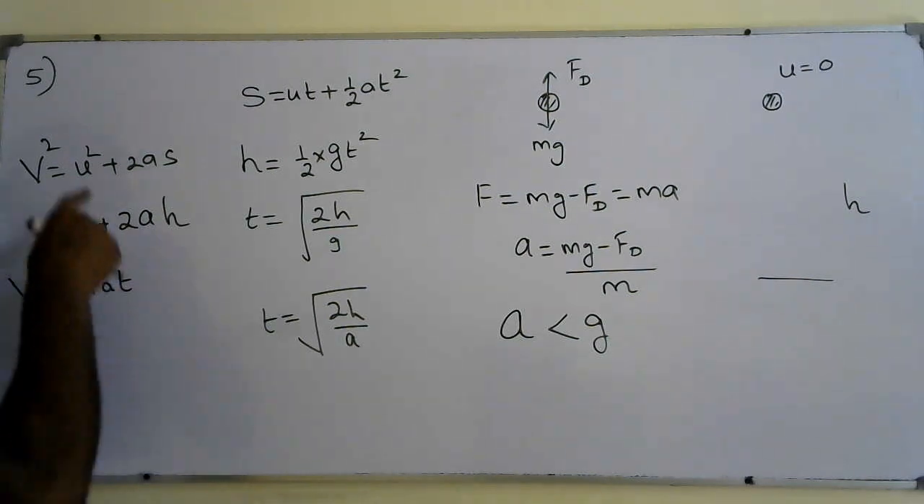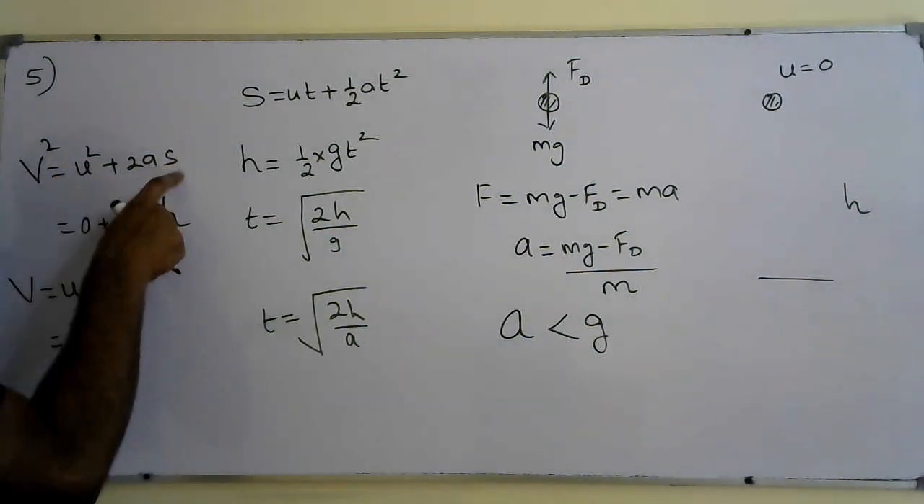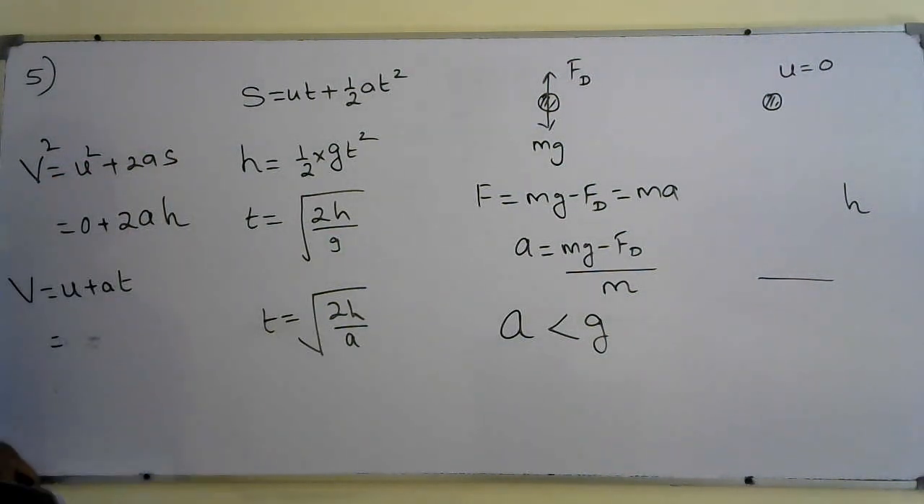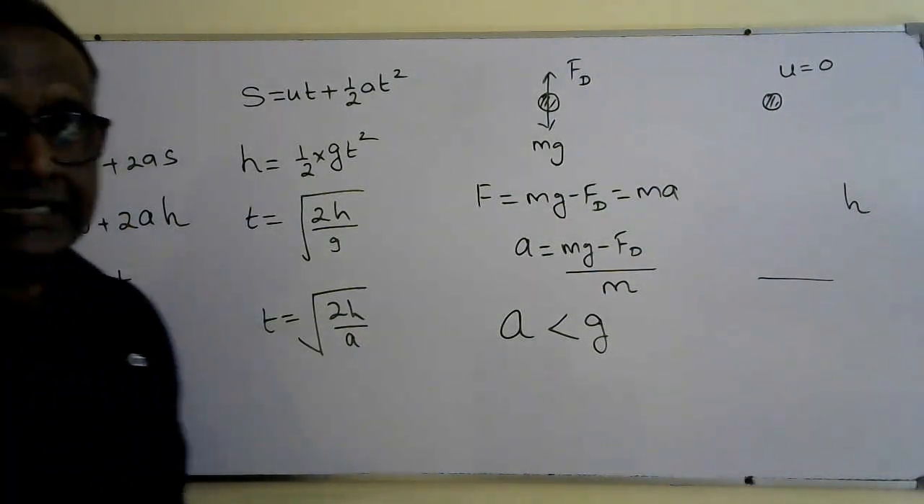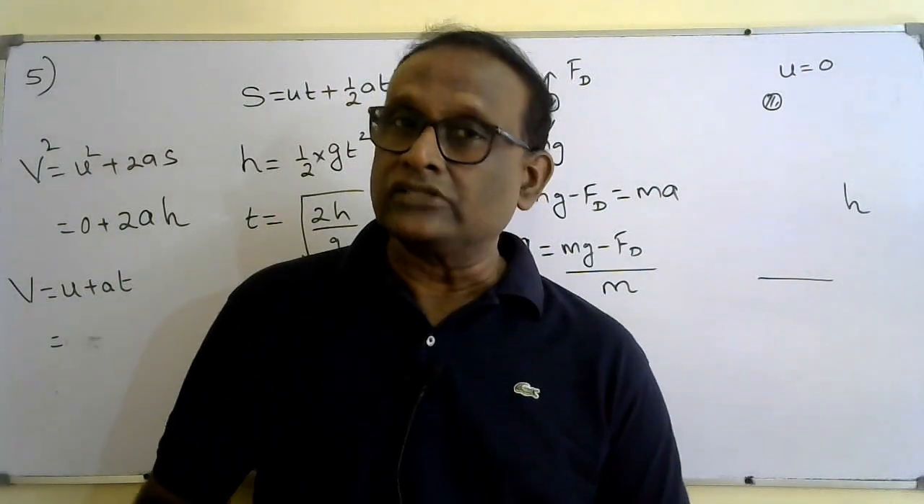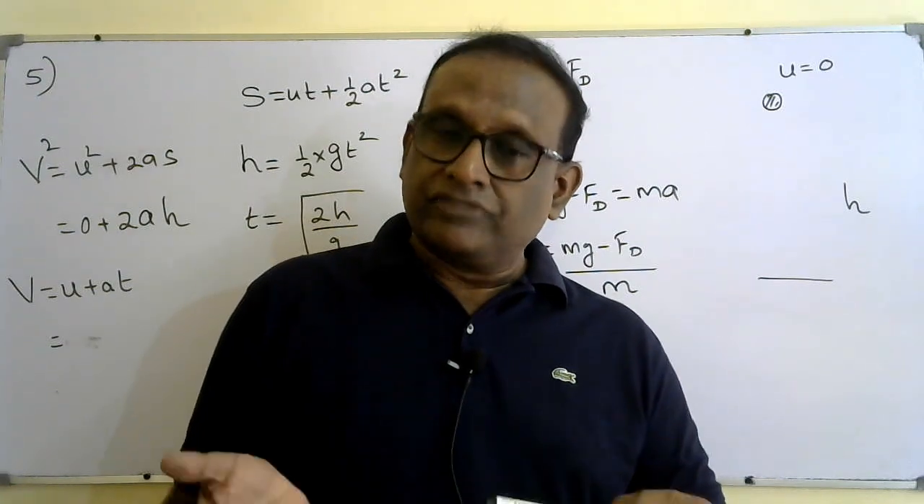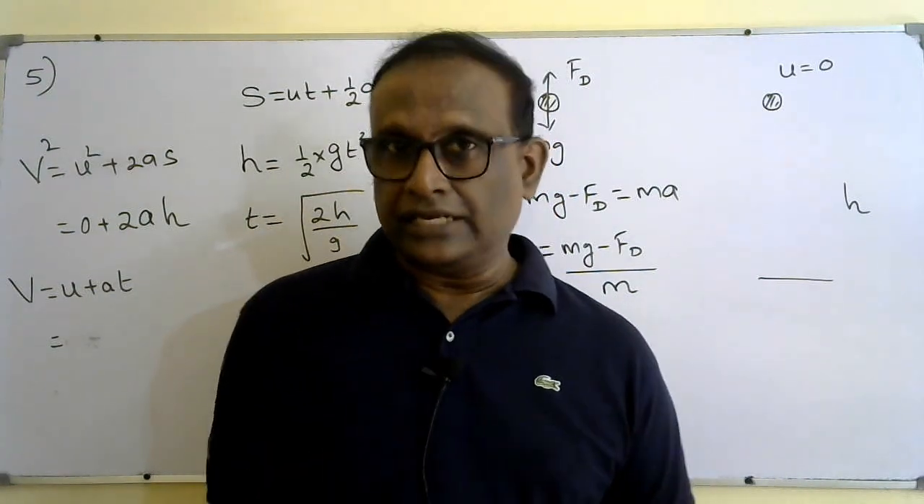So that's the reason I choose the equation which does not have time. V squared equals U squared plus 2as is the correct, suitable equation to compare the final speed with the student's final speed value. Okay.